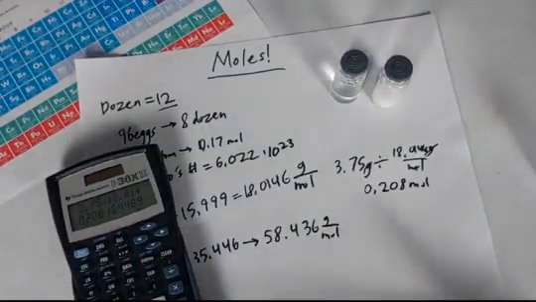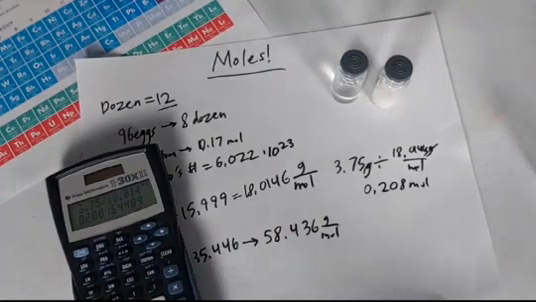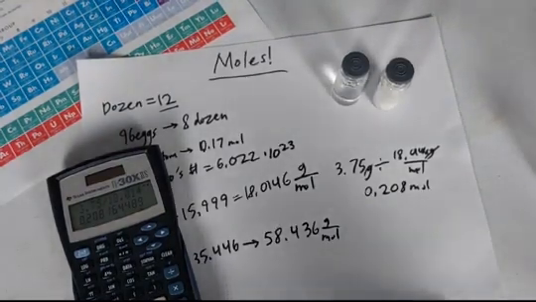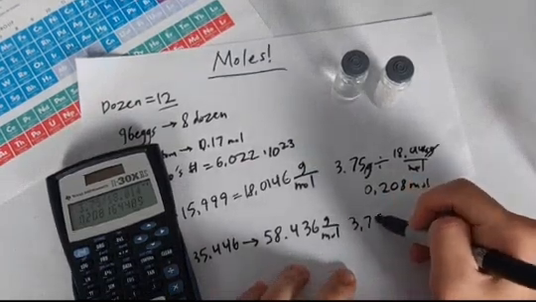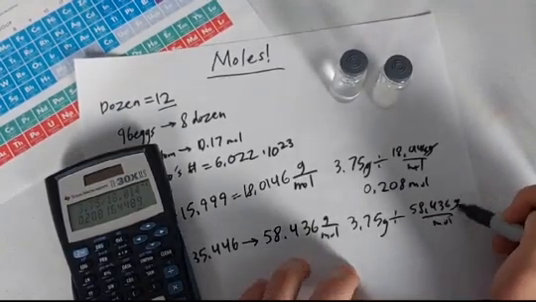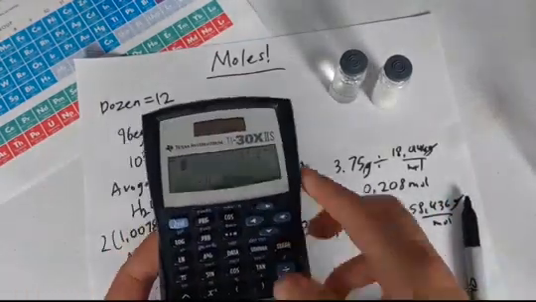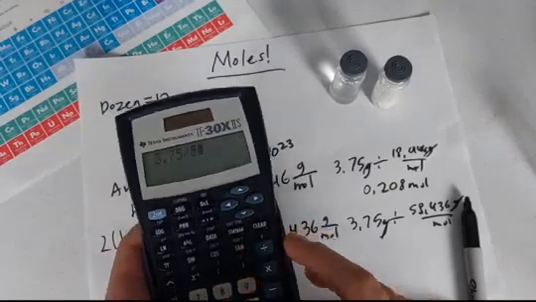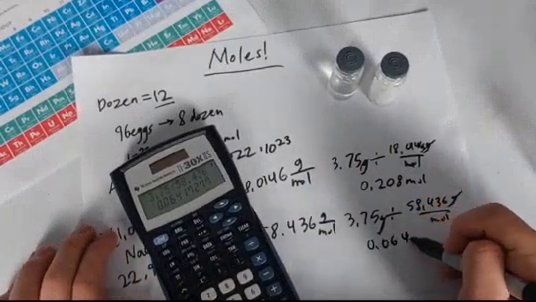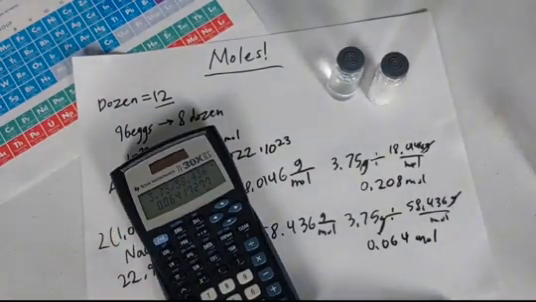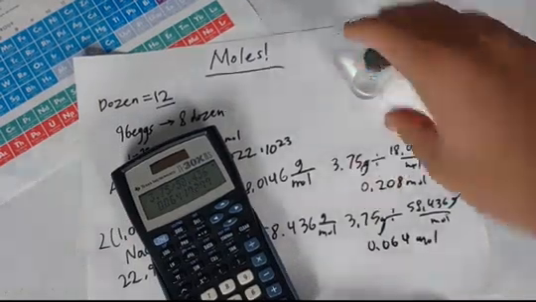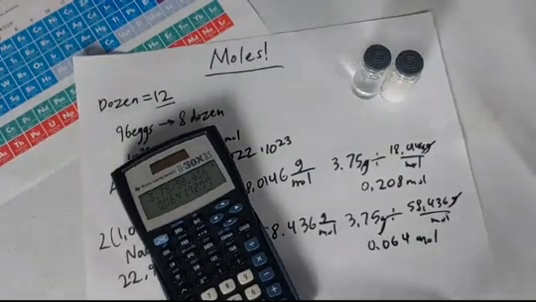Now I want you guys to figure out how many moles of salt is in this vial. That vial also has 3.75 grams of salt. So this is exactly the same procedure. 3.75 grams divided by the molar mass. Again, grams cancel, and we can effectively find the moles. So 3.75 divided by 58.436, that's only 0.0642 moles of sodium chloride. So as you can see, even though these two vials have the same mass of substance, they don't necessarily have the same amount of moles of substance.